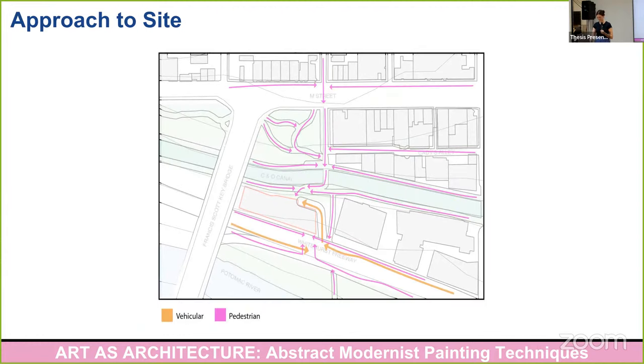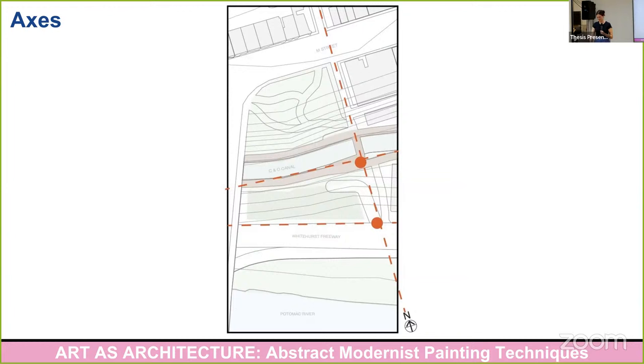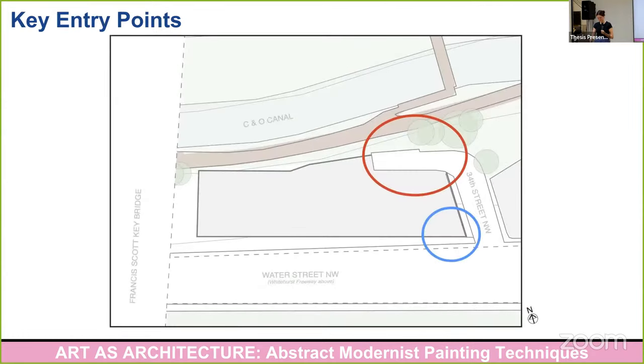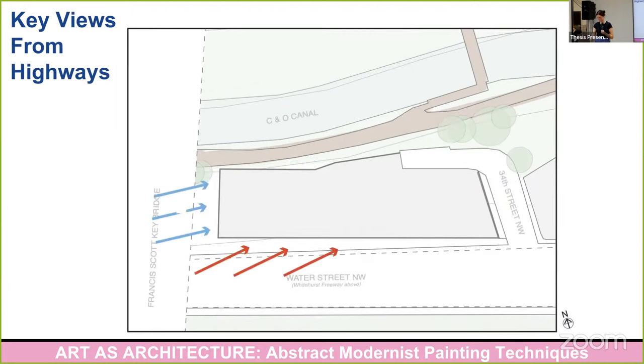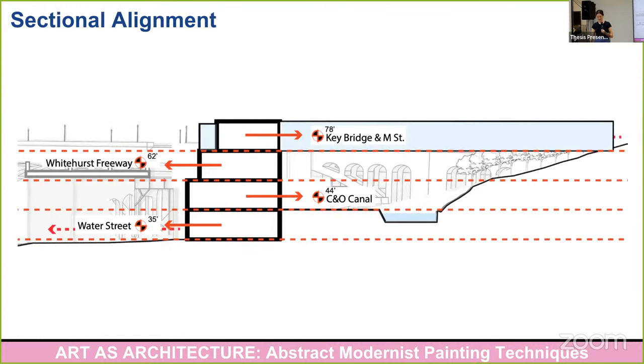Here you can see the numerous ways of approaching the site from the busy M Street and Key Bridge, but it's mostly through pedestrian traffic. These are the most important axes that connect M Street to the waterfront and their key intersecting points. These are the two key entry points to the site based on the surrounding traffic. And these views from passing cars on the bridge and freeway will also be important. And this diagram shows how different levels of the building could potentially align and shift with key site elements.